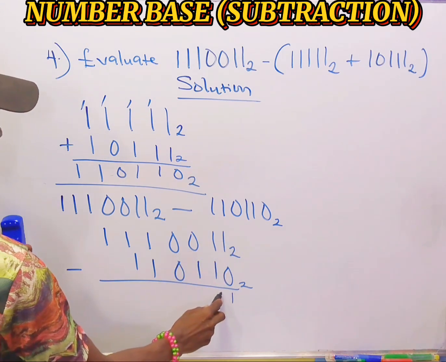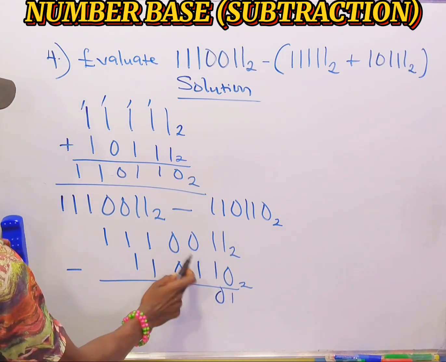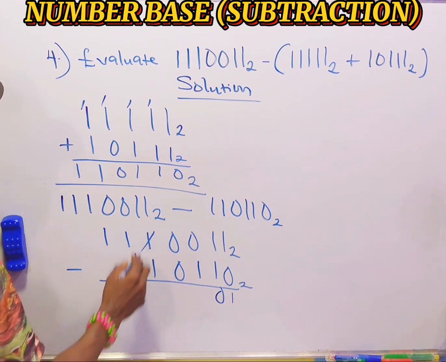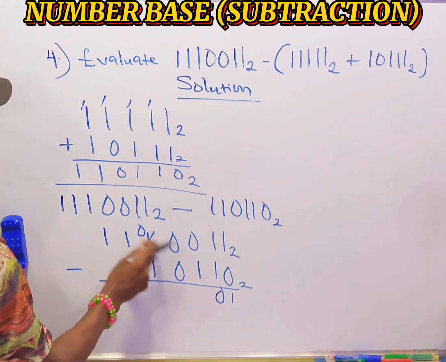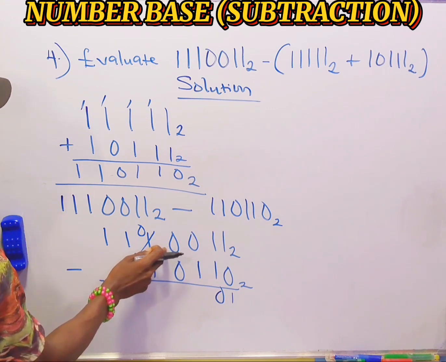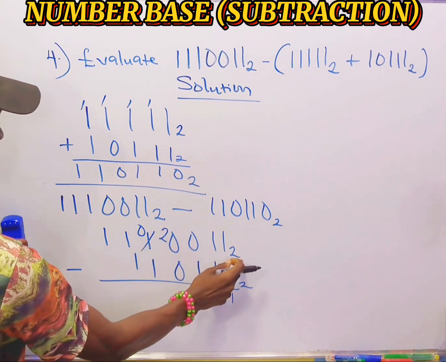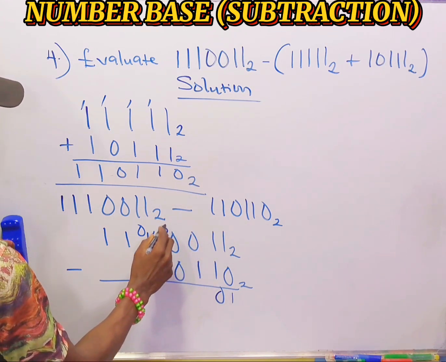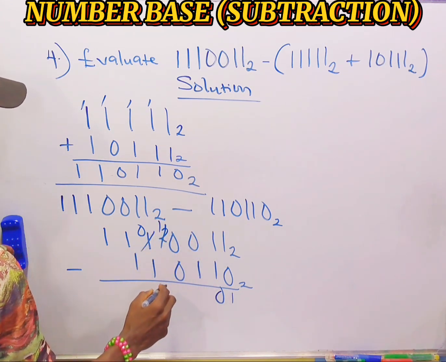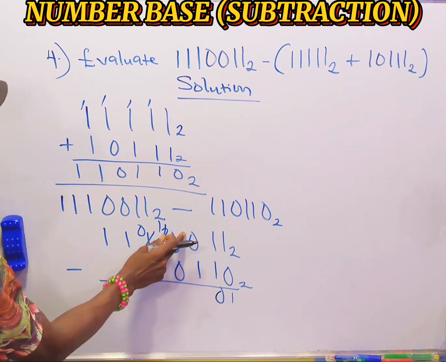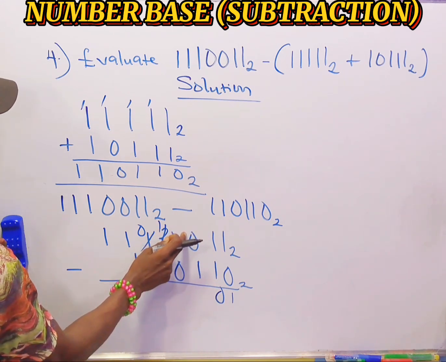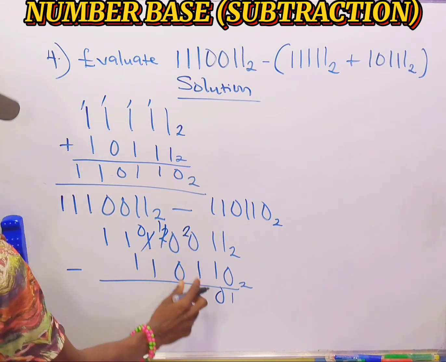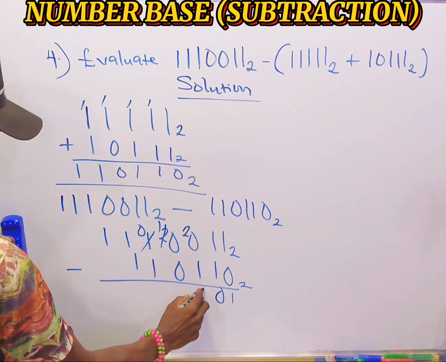1 minus 1 is 0. 0 minus 1 is impossible. So we go straight to the next whole number, which is 1. 1 becomes 0. We add 1 to 0. The 1 we are adding to 0 is in a bunch of 2 since it's in base 2. Now, we also need 1 in 0 here. So we remove 1 from 2. 2 becomes 1. Then we are adding 1 to 0. And the 1 we are adding to 0 is in a bunch of 2. So we now say 2 minus 1, which is 1.